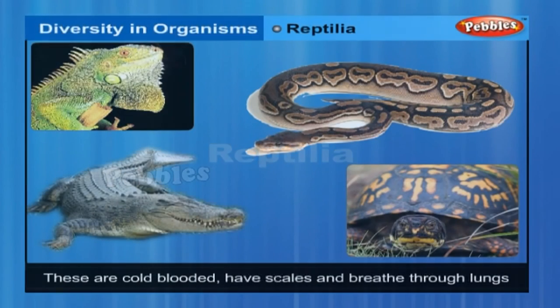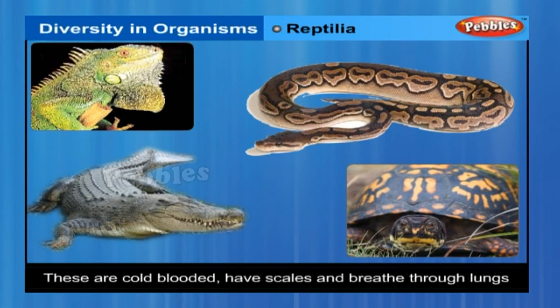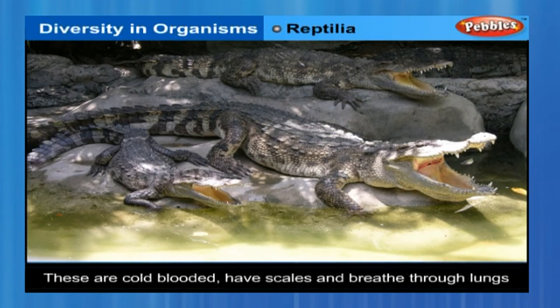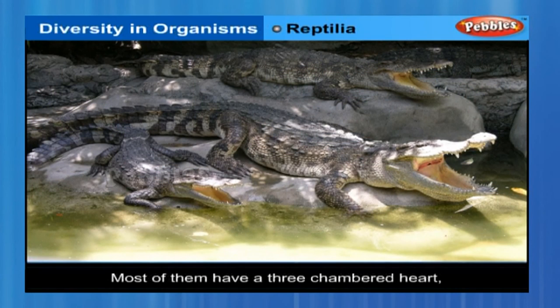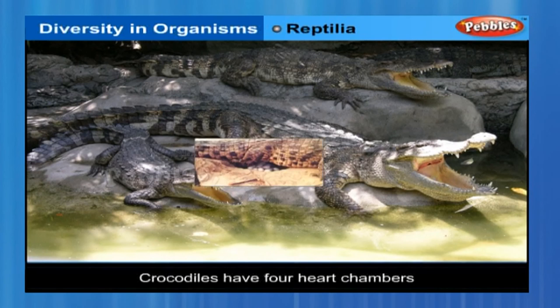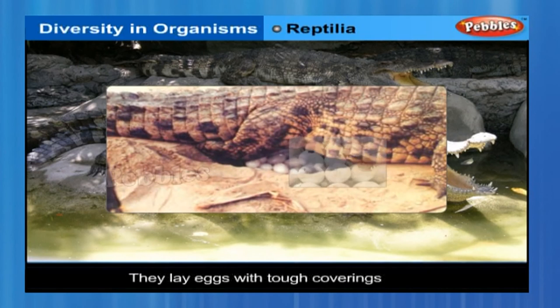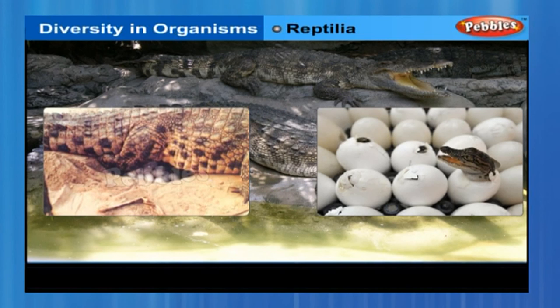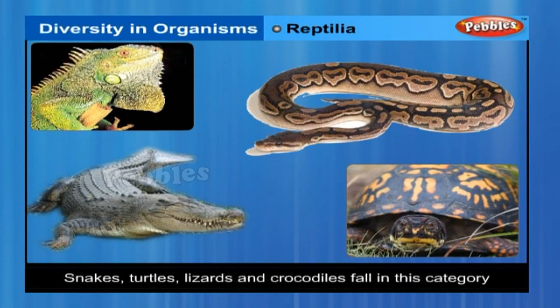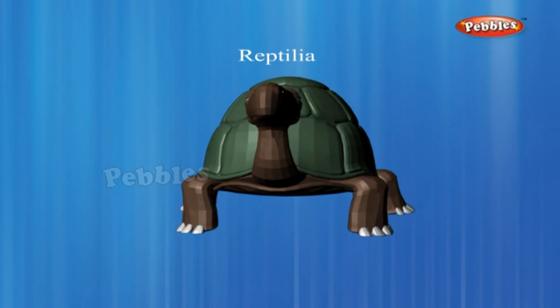Reptilia. These animals are cold-blooded, have scales, and breathe through lungs. While most of them have a three-chambered heart, crocodiles have four heart chambers. They lay eggs with tough coverings and do not need to lay their eggs in water, unlike amphibians. Snakes, turtles, lizards, and crocodiles fall in this category.